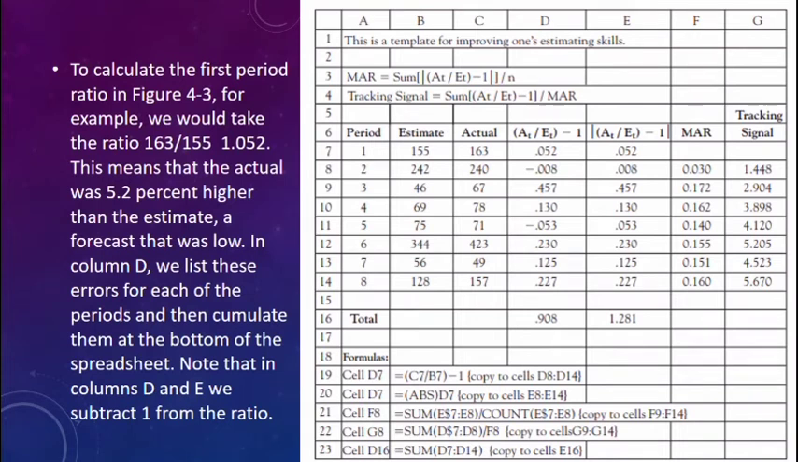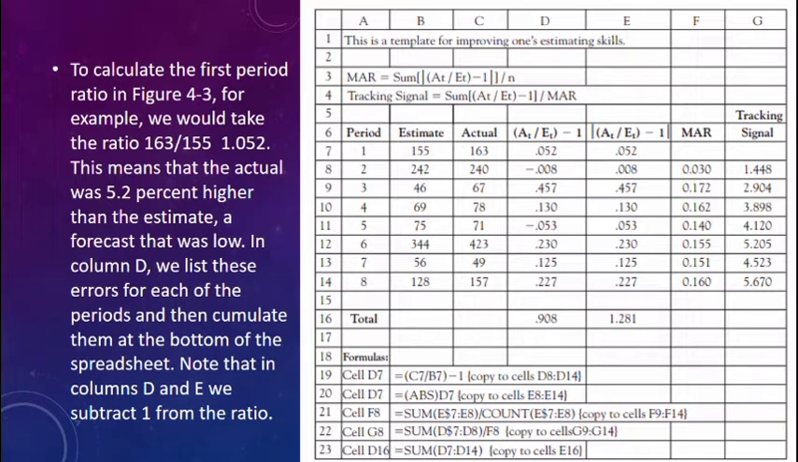Consider the spreadsheet data in this figure, where estimated and actual values for some factor are listed in the order they were made, indicated for ease of reference by period. In order to compare estimates of different resources measured in units and of different magnitudes, we will derive a tracking signal based on the ratio of actual to estimated values rather than the usual difference between the two. To calculate the first period ratio in this figure, for example, we would take the ratio 163 divided by 155, which equals 1.052. This means that the actual was 5.2% higher than the estimate, a forecast that was low.